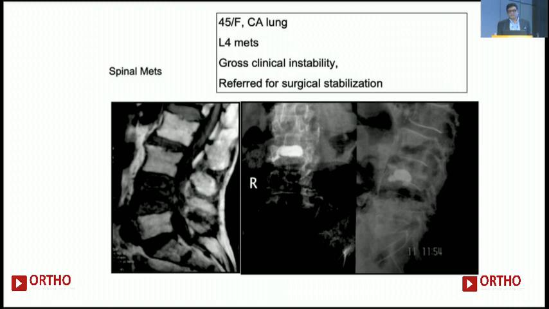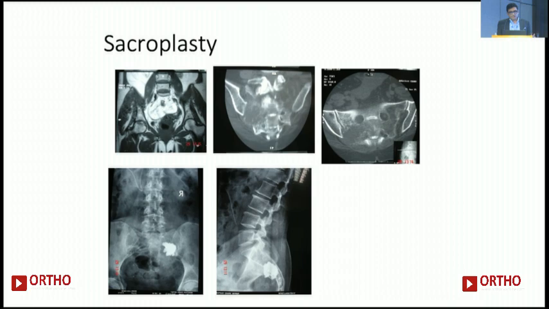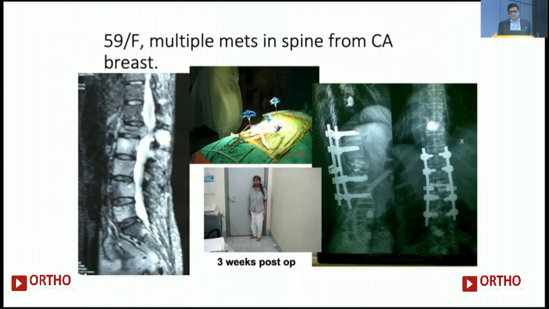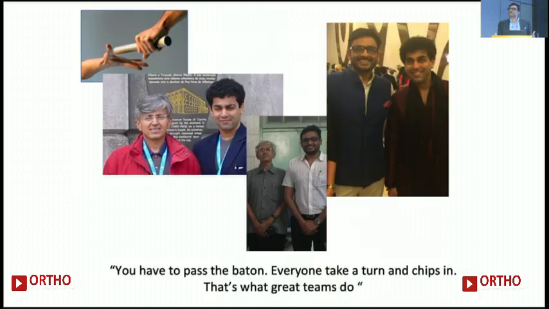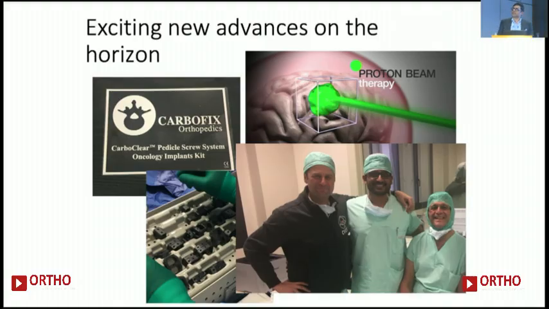Then you've got multiple spine mets which you can deal with vertebroplasty. Then you have got sacroplasties for the sacral fractures where you can make them comfortable, and multiple level stabilization and vertebroplasties. So these are different types of treatments which have been evolved over the past 15 to 20 years. And we are going to have now panelists from all across talking about the different modalities that are available.